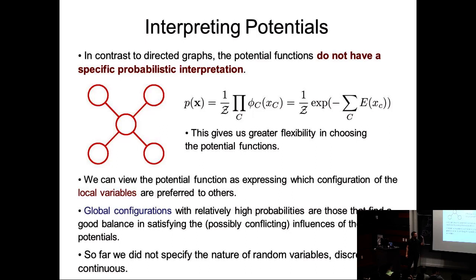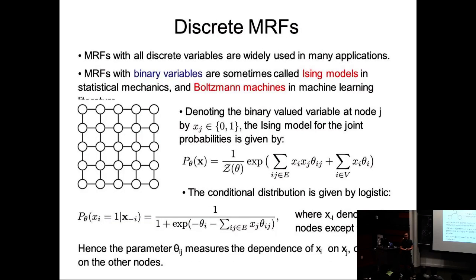But in many cases, these potential functions will have parameters that we're going to be fitting based on the data. And that's where the learning will come in. Okay? And so far, we haven't really specified what these random variables are. They can be discrete or continuous, and for both of them you can use the same type of inference algorithms. So let's look at discrete Markov random fields. These are quite widely used in a lot of different applications.